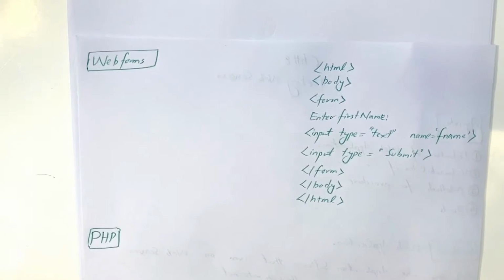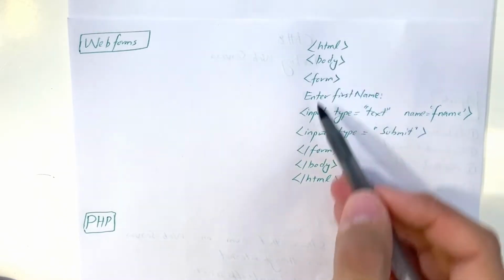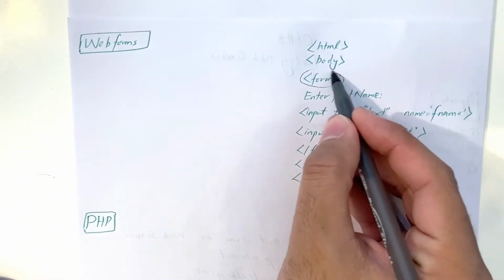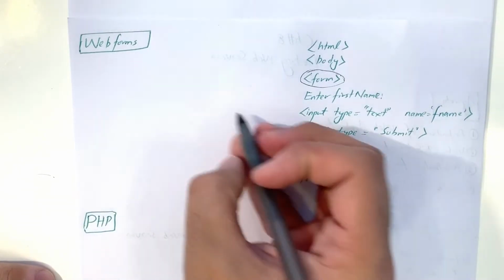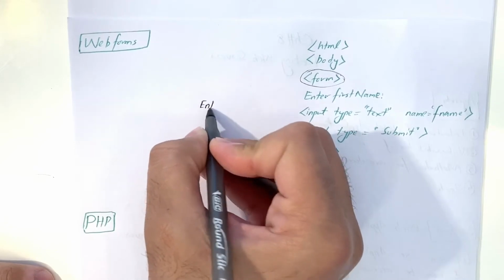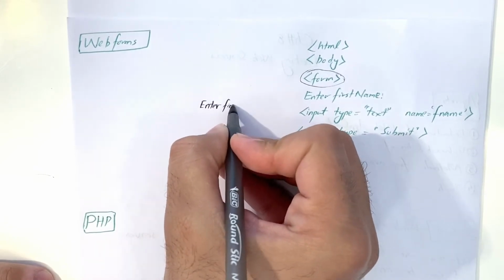So web forms, this is just a syntax or a simple code. We will do that in our lab. This is just a simple HTML code, but I just put this web application form. You can see this particular tag. By putting this tag, you can create a form where the user can input something on the website. So if you run this script, what's going to happen? It will display: enter first name.